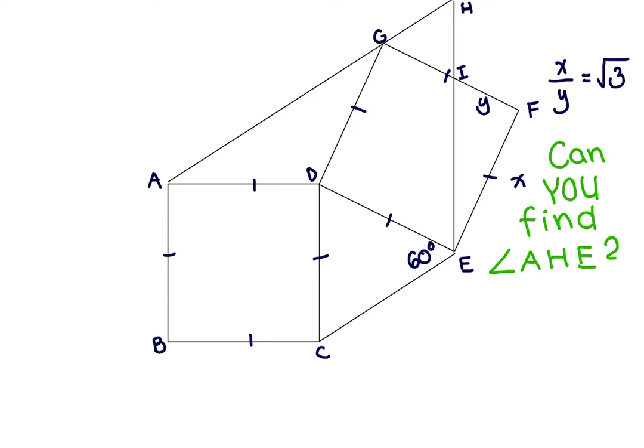So, we have a bit of information about this figure. We have this 60-degree angle, and we know that x, which is here, over y, which is here, is equal to root 3. We also have two congruent squares here, and our goal is to find angle AHE. So it's going to be this angle right here. Let's name it theta.